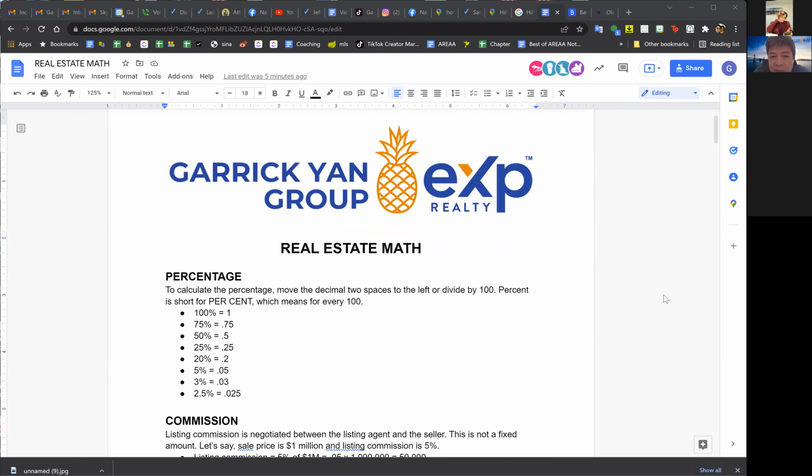And the most basic thing is going to be understanding what a percentage is. To calculate the percentage, move the decimal 2 spaces to the left, which is the equivalent of dividing a number by 100. The word percent is short for the words per cent, which literally means for every 100. Per means for every, cent means century, for 100. So it just means divide by 100.